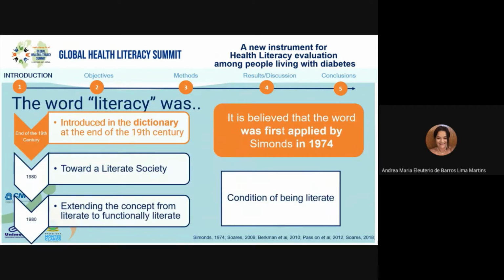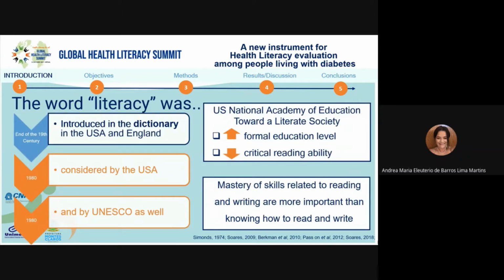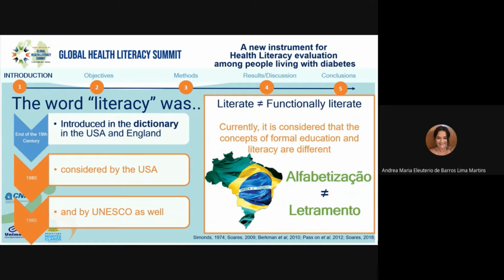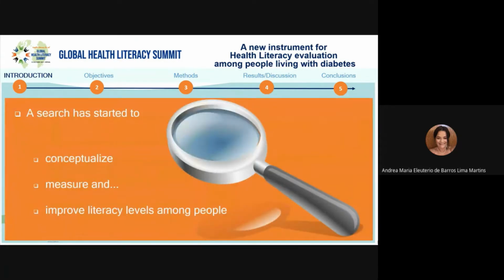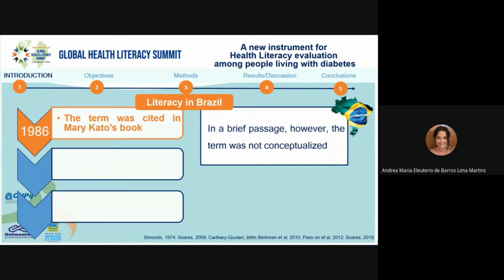It is believed that the word was first applied by Simmons in 1974, introduced in the dictionary in the USA and England, considered by the USA and UNESCO as well. Currently, it is considered that the concepts of formal education and literacy are different. A search has started to conceptualize, measure, and improve literacy levels among people.